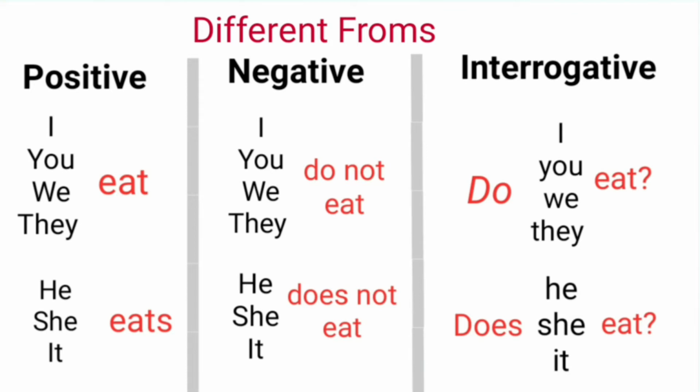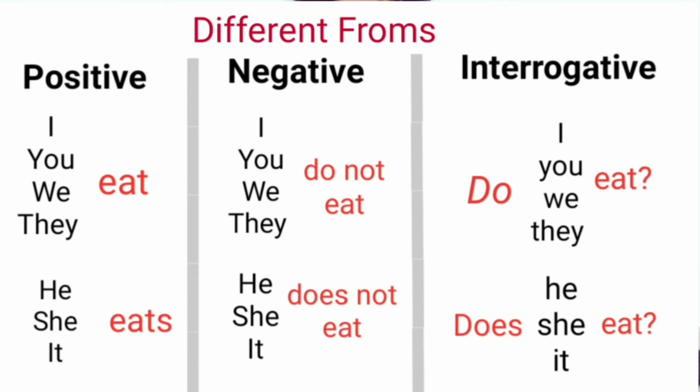Second is negative form. In this form, we add not, and examples are I do not eat, we do not eat, they do not eat, she does not eat, it does not eat.